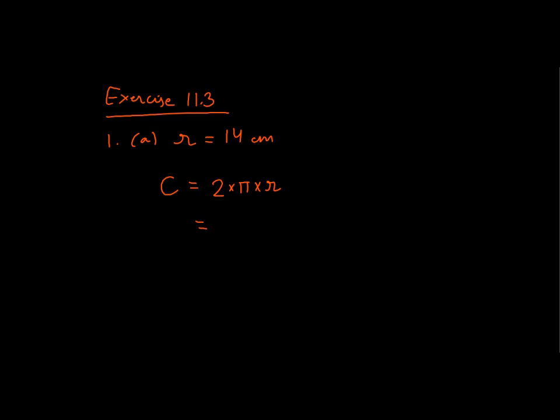Substituting the values of pi and r in this formula, we will get 2 into 22 over 7 multiplied by 14. Now this 7 will cancel out this 14 to give you 2 here. So your answer will be 2 into 22 into 2, which is 88. The unit of circumference will be the same as the unit of radius. So your answer will be 88 centimeter.